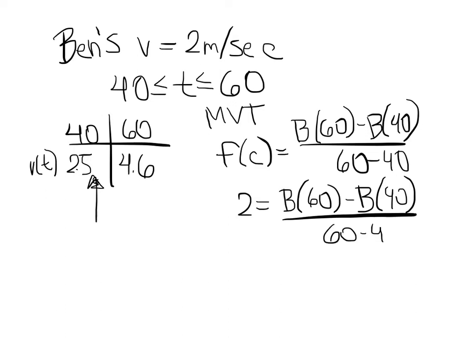Well, when I do the math on this, b of 60 is 49, and then b of 40 is 9, all over 20, so 40 divided by 20 is 2. So then by the mean value theorem, I can guarantee that there will be a rate of change at 2 meters per second. Okay, last of all now, let us go to part D. Okay, let me erase this.